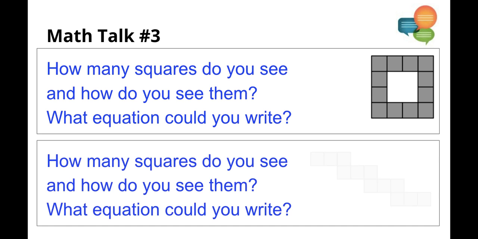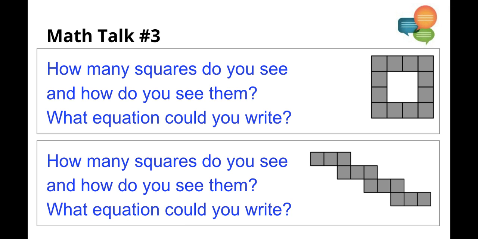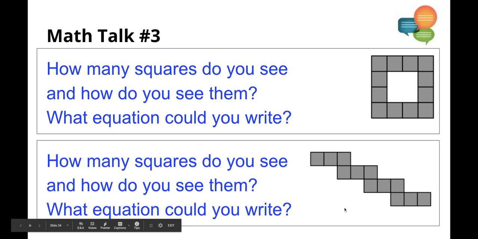Here's another image. It says, how many squares do you see and how do you see them? What equation could you write? How did you group the squares together here? Was it the same or different? How about your equation? What did you choose to write? Great job.